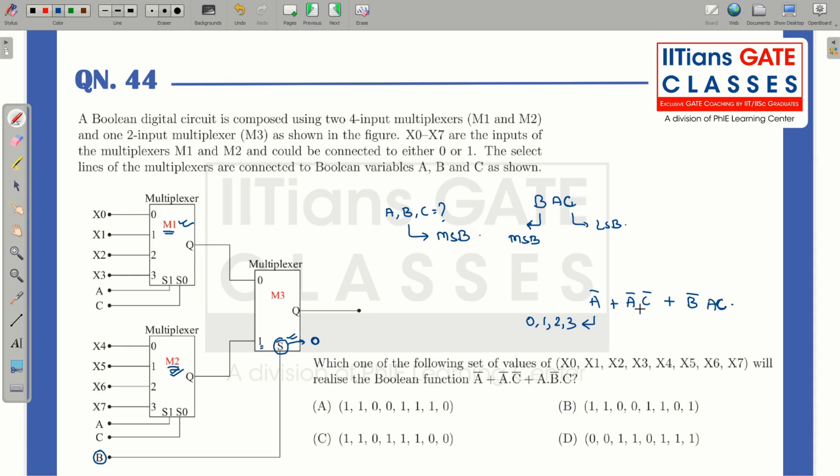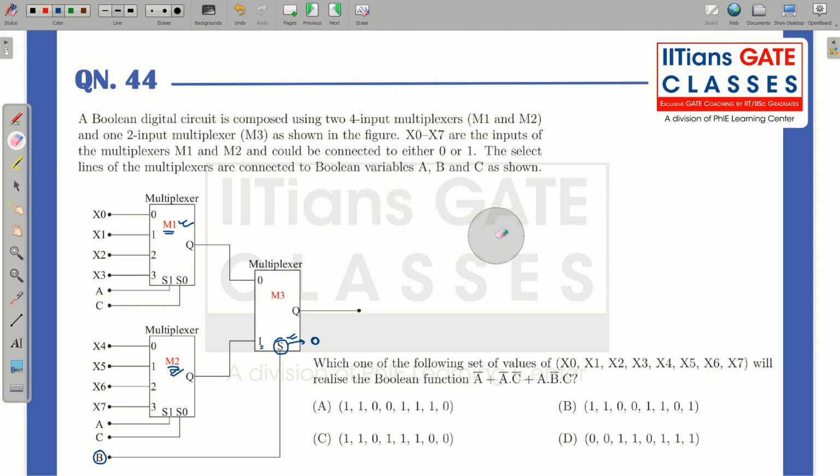For this one, A complement C complement means this one will be 0 and this will be 1, so 2, and this will be B complement, so 0, 1, 1, so this will be 3. So here you can see if I had to write the corresponding minterm, this will be 0, 1, 2, 3. So you would have immediately said, sir, x0, x1, x2 and x3 should be 1. But here this order has not been followed. So what to do? See over here.